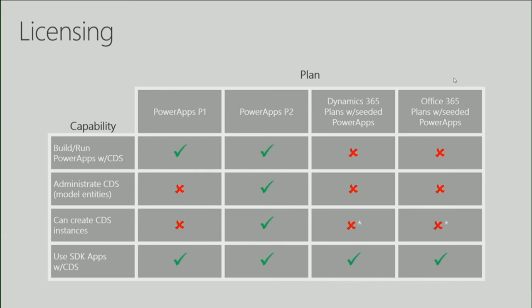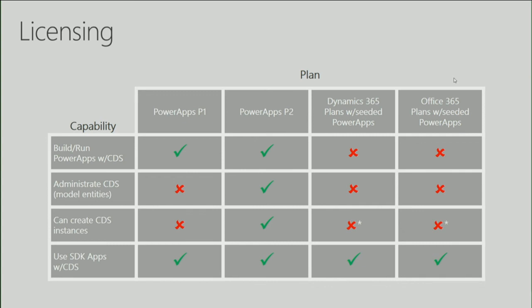So capability 1, building and running Power Apps on the Common Data Service. If you're using Power Apps Plan 1 or Plan 2, you are covered on that. I apologize, I realize the top 2 red X's should be green check marks. So Dynamics 365 plans and Office 365. There are certain SKUs that have Power Apps capabilities included, and those do allow you to build and run. I don't know how I've never noticed that red X mistake before.